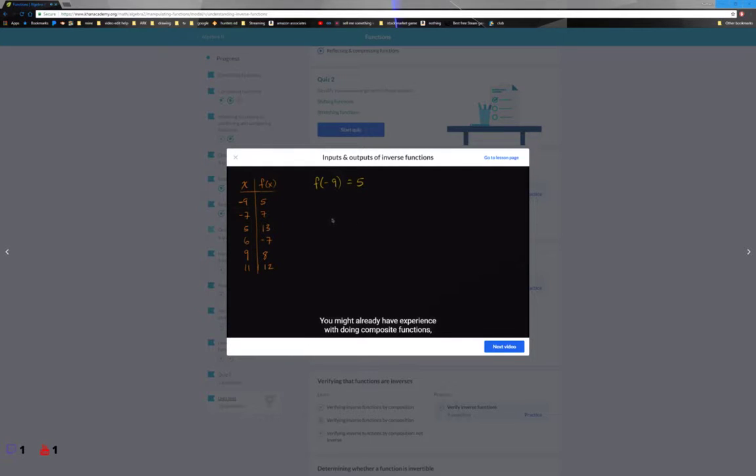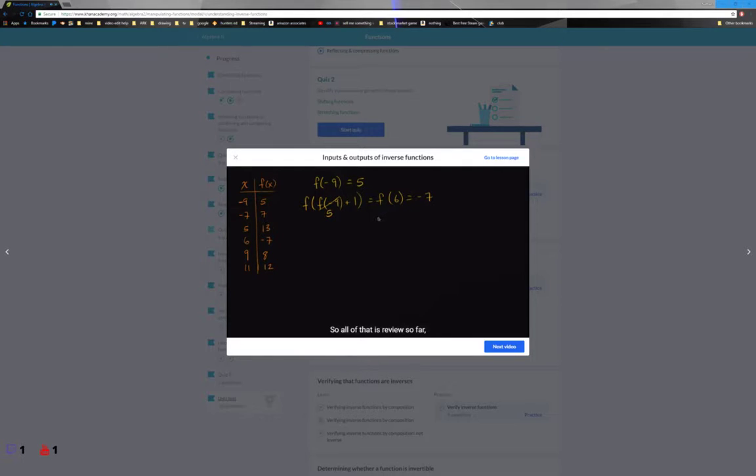And you might already have experience with doing composite functions, where you say f of, let's say, f of -9 plus 1. So this is interesting. It seems very daunting, but you say, oh, well, we know what f of -9 is. This is going to be 5. So it's going to be f of 5 plus 1. So this is going to be equal to f of 6. And if we look at our table, f of 6 is equal to -7.